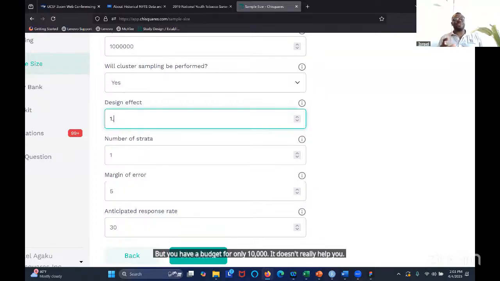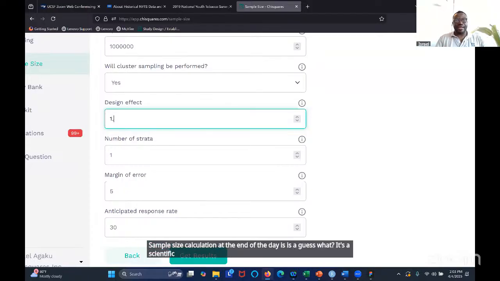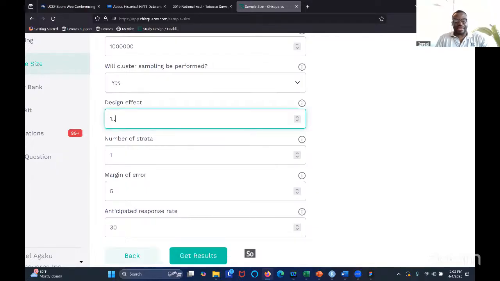Sample size calculation at the end of the day is guesswork. It's scientific guesswork. So we're just trying to optimize to get the closest that we can. So we can put a value of 1.5 for the design effect here.